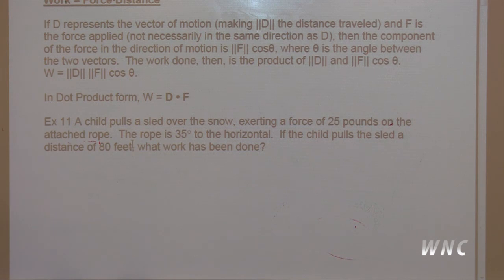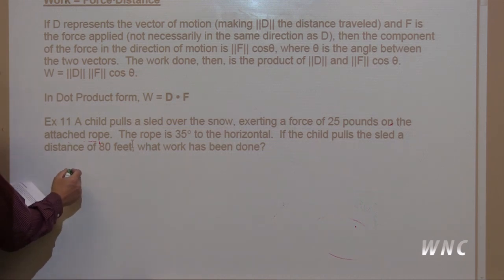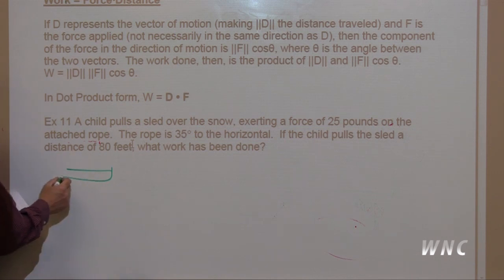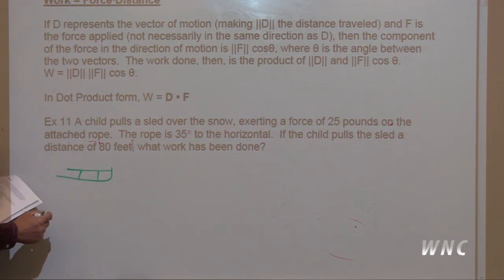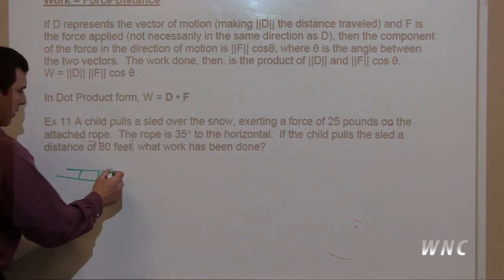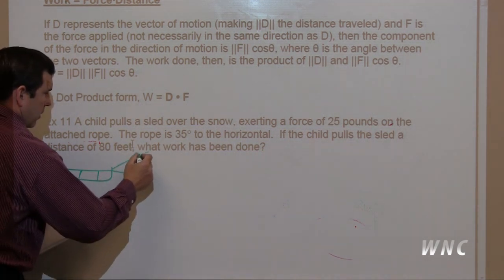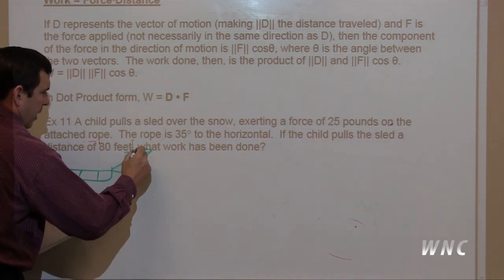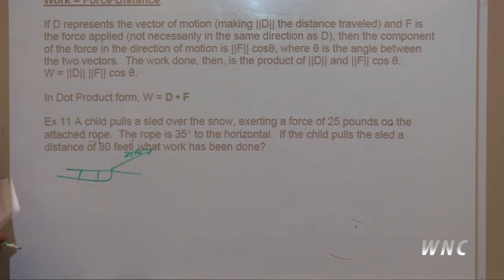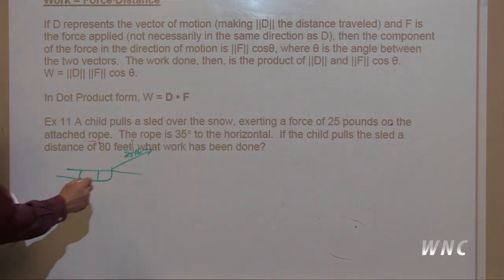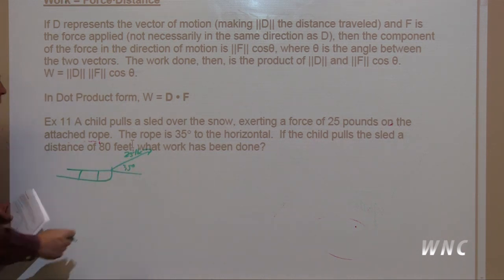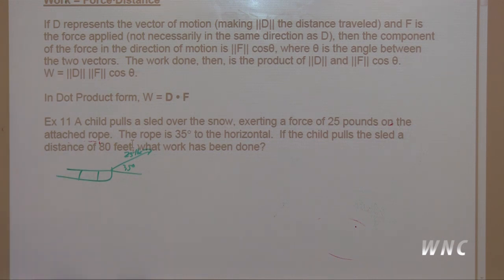Okay, so a child pulls a sled over the snow, exerting a force of 25 pounds. Here's my sled. So 25 pounds is being pulled on this rope. Now it says the rope is 35 degrees to the horizontal. So this is 35 degrees. If the child pulls the sled a distance of 80 feet, what work has been done?